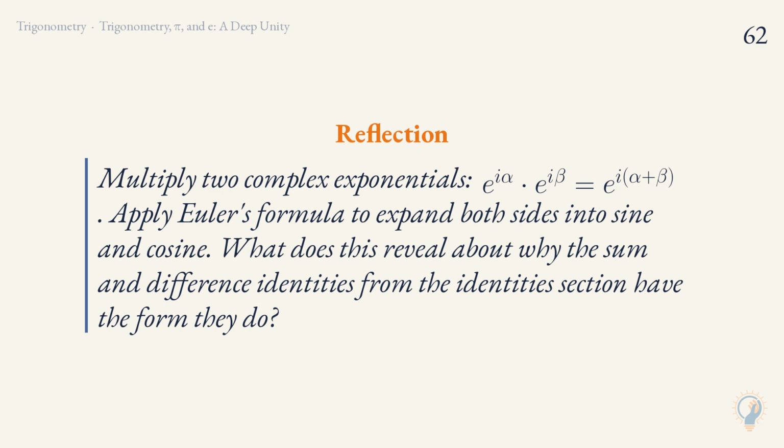Here is a reflection. Multiply two complex exponentials: e to the i alpha times e to the i beta equals e to the i times the quantity alpha plus beta. Apply Euler's formula to expand both sides into sine and cosine. What does this reveal about why the sum and difference identities from the identities section have the form they do?